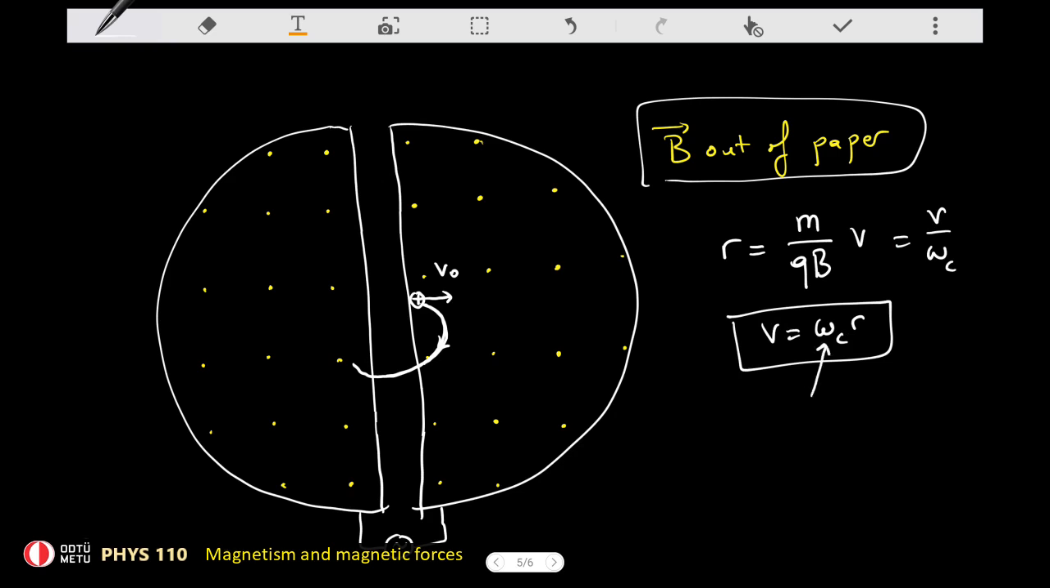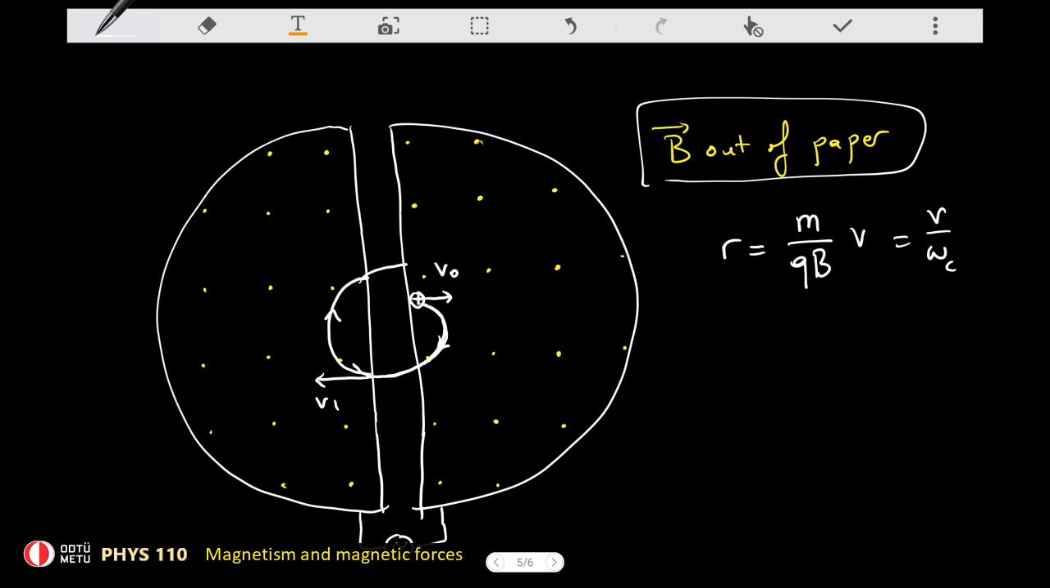I'm relating the angular velocity to the linear velocity here, right? Let's just remember these. So the radius of the motion is proportional to the speed of the particle. As a result, when the particle passes to the other side, it's going to have a higher speed, and therefore it's going to follow a path with a bigger radius. And so it's going to come back in here.